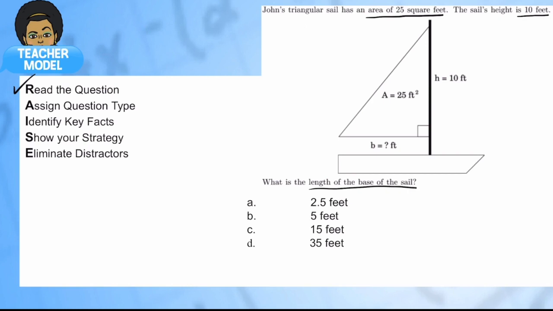And my visuals actually help here. The area of the sail is written here, 25. We have a height. We just don't know what this base is.